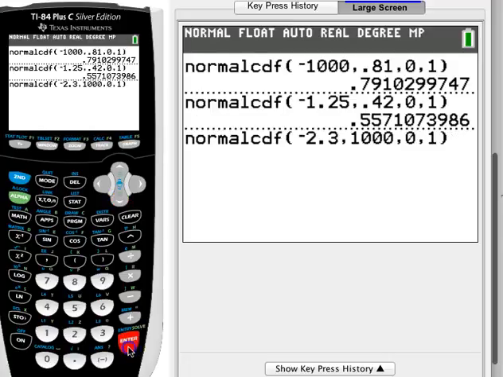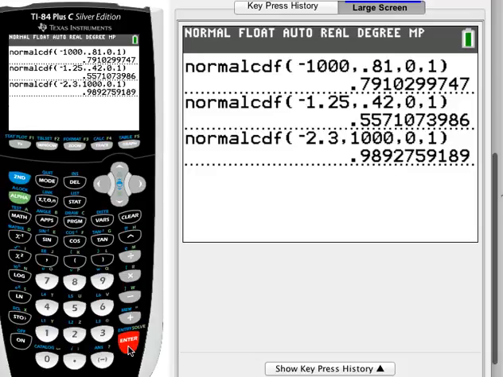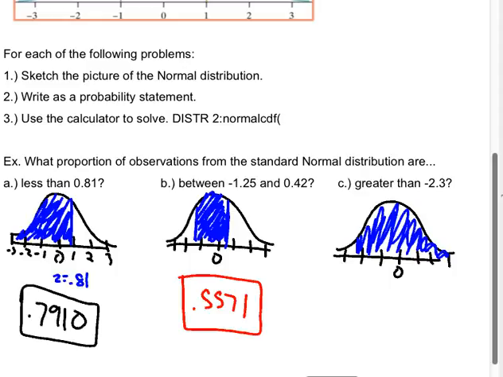So hit enter. This time about 98.93% of our data is going to have a z-score greater than negative 2.3. So here, 0.9893. So that's how you can do it when you're not dealing with nice increments, okay? Straight to the calculator, and you can use this normal CDF command to find the areas between those values, okay?